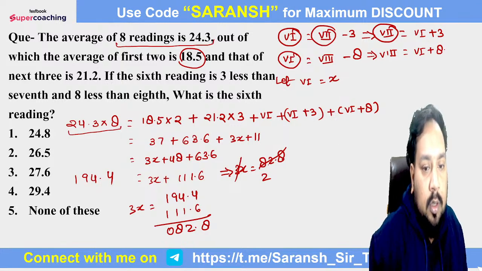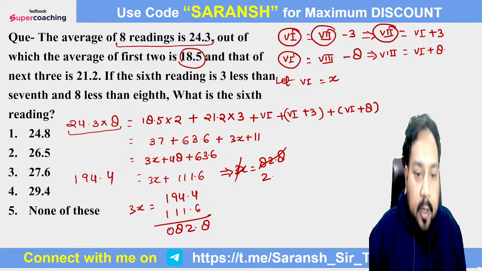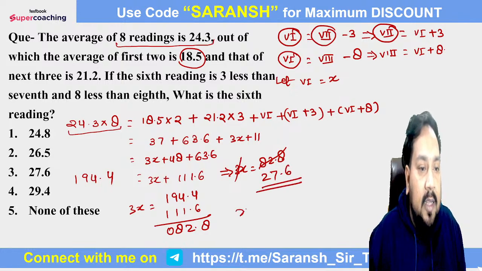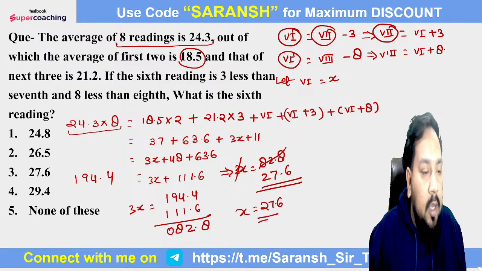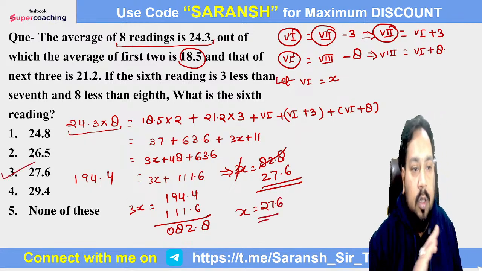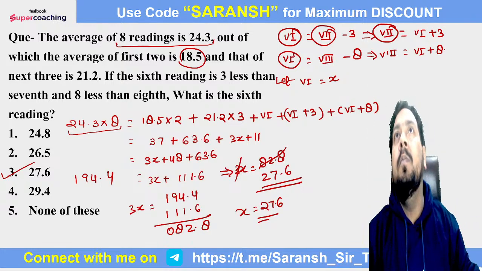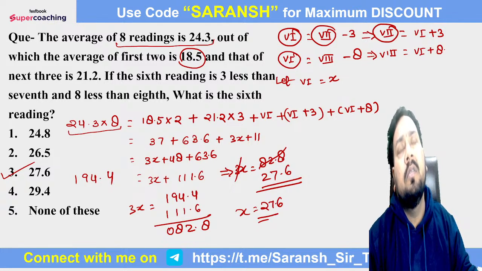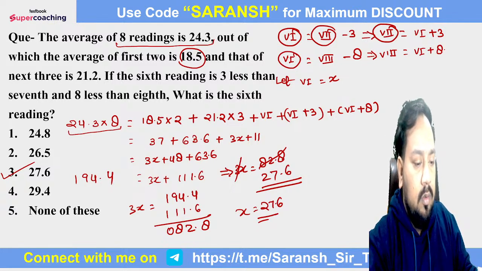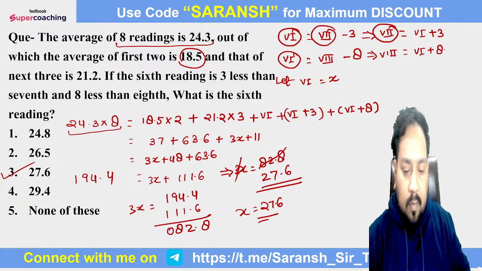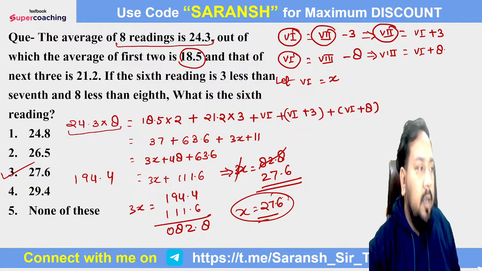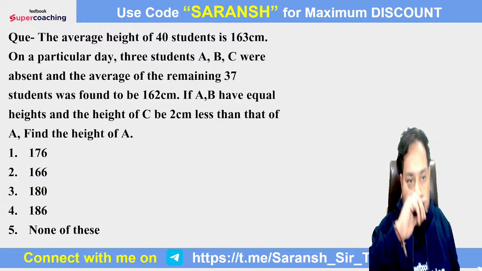Now 82.8 divided by 3. 3 sevens are 21, and 3 sixes are 18. The answer will be x equals 27.6. Okay, answer is 27.6. That is the sixth reading. Okay, now the next one.